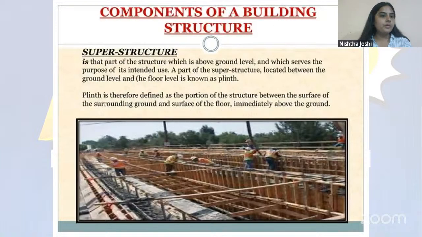Then there is superstructure. This is that part of the building, that part of the structure which is above the ground, which you can see and observe with your eyes, which serves the purpose that is intended for it. The part of the superstructure located between the ground level and floor level is known as plinth. Plinth is the bottommost part of the superstructure, basically. After the ground level, plinth is the first part of the building that is constructed.